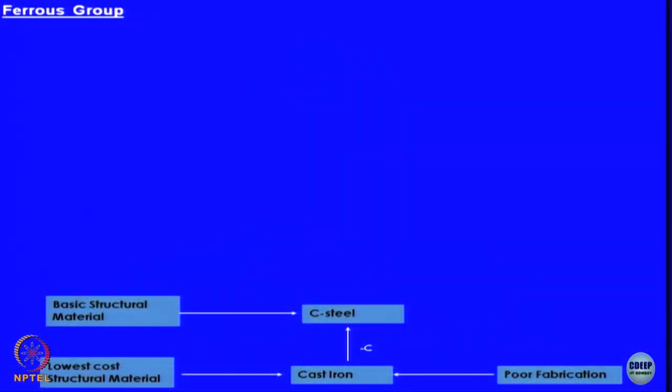So, what you do is, you remove the carbon in the cast iron, you get into carbon steel. The carbon steel is a basic structural material. Even if you look at many of the important industries, refineries, chemical process industries, power plants, the major constituent of materials is still carbon steel. We may talk about stainless steel, they are important, but the major structural material still is carbon steel. It is the advantage, you can fabricate, you can weld, a lot of advantages of that.